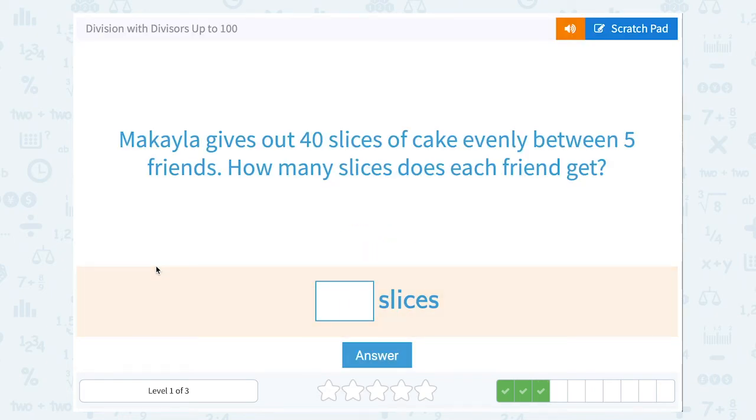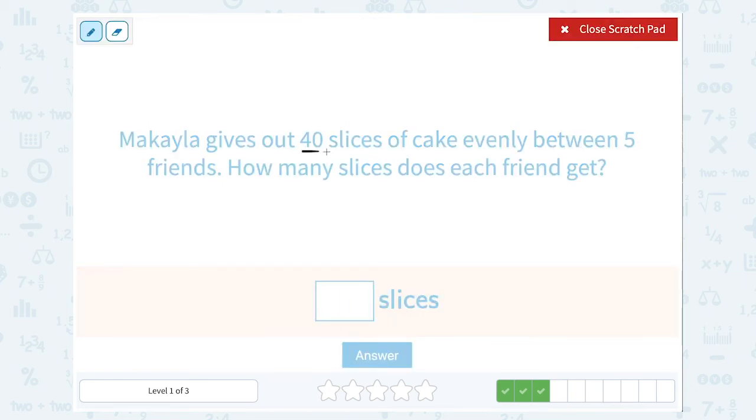Michaela gives out 40 slices of cake evenly between 5 friends. How many slices does each friend get? Okay, well, if we have 40 slices and we're dividing them by 5 friends, we would say 40 divided by 5.